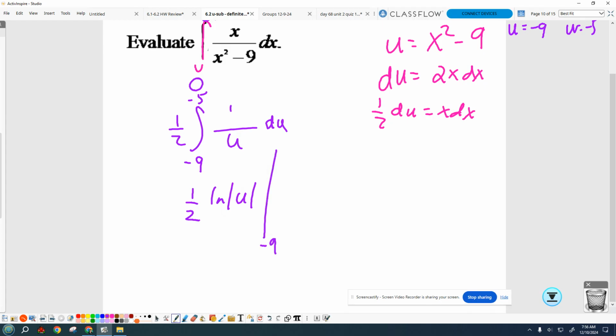Evaluated from -9 to -5, and now it is important that we have those absolute value bars. Could you not just plug in the original value of x for u and then do it with the x terms? I'm going with no.